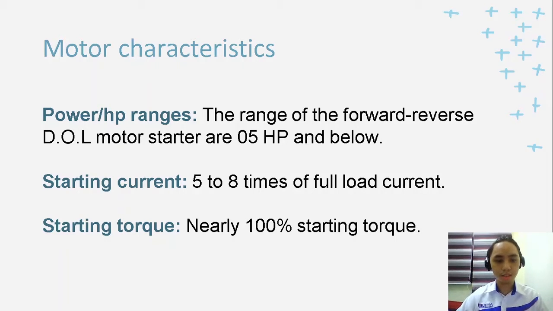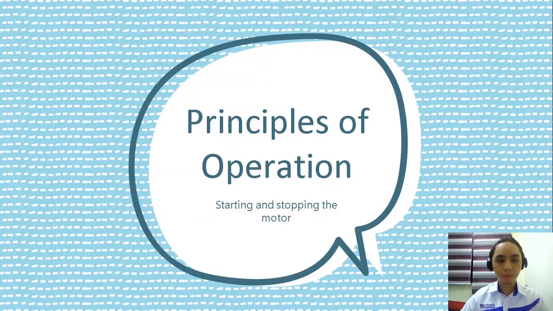The starting current is very high, which is 5 to 8 times the full load current. And the starting torque is also very high, which is nearly 100% of the starting torque. So, let's see the principle of operation, the starting and the stopping of the motor.